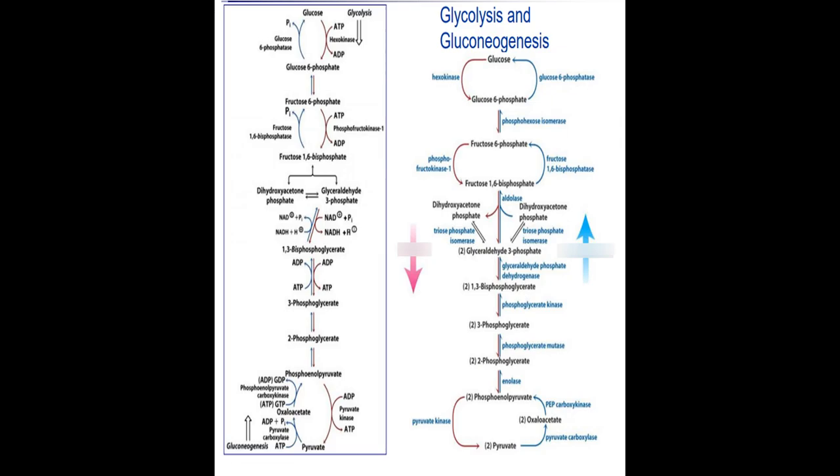They are opposing because they occur at different times in the same cell or the same organ, but they can occur at the same time in different organs. For example, glycolysis can occur in the muscle at the same time as gluconeogenesis is occurring in the liver. This is by the Cori cycle.